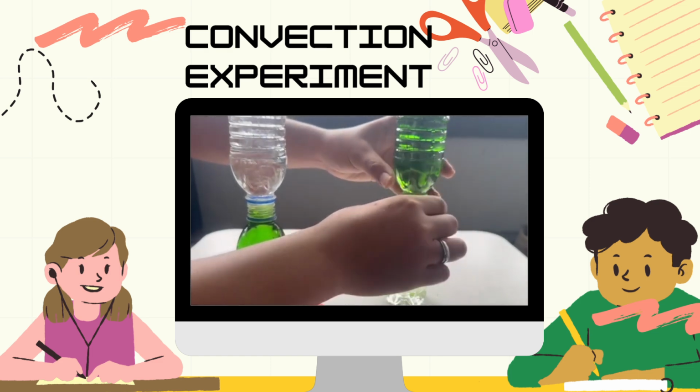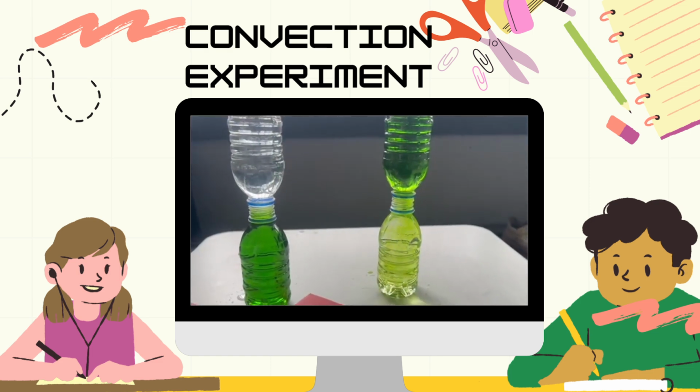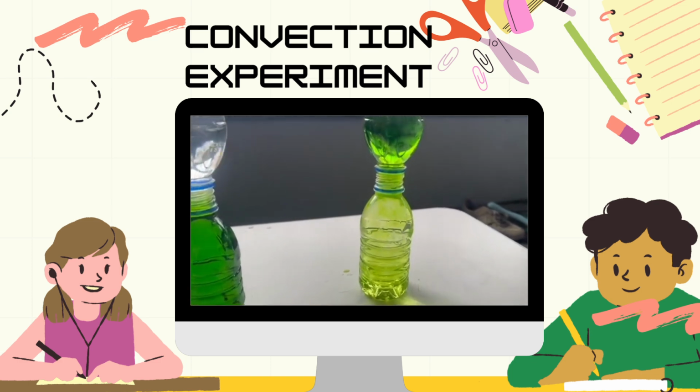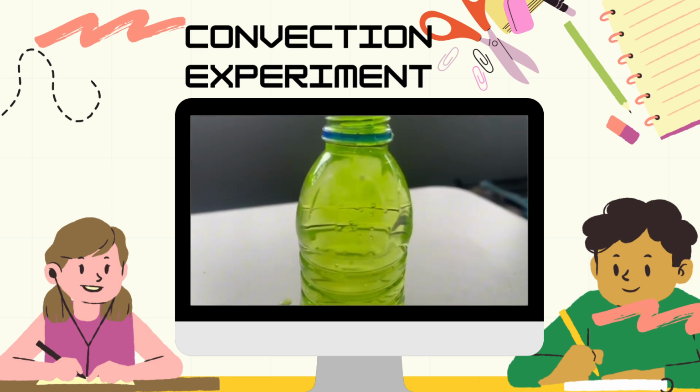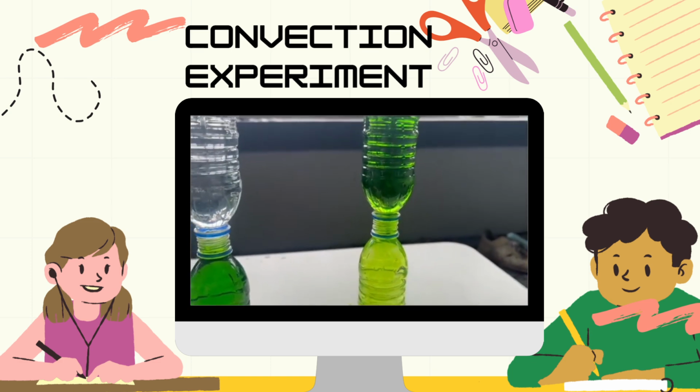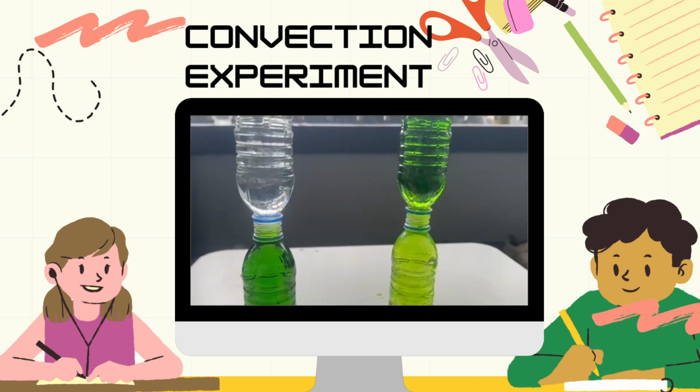As we can see, hot water, being less dense, rises to the top, while the cooler and denser water sinks. This creates continuous circulation, or convection.